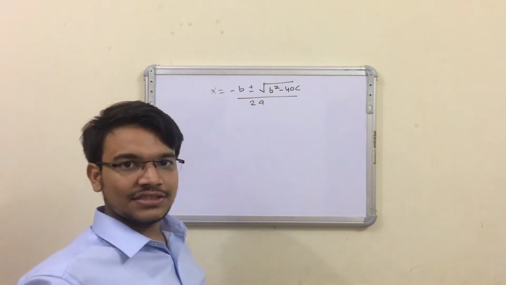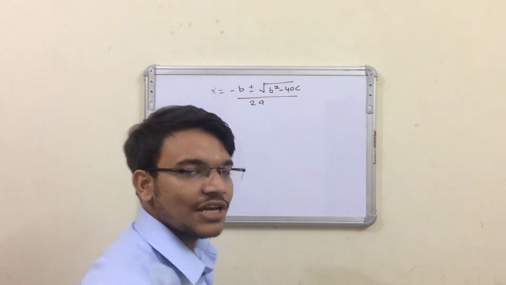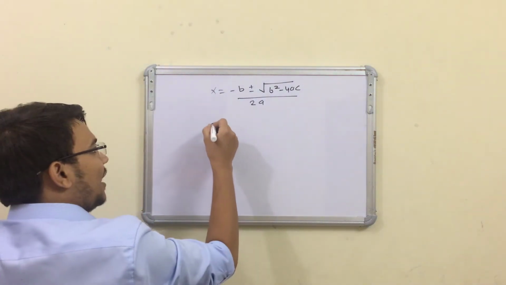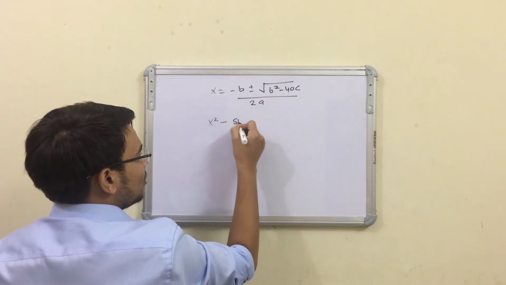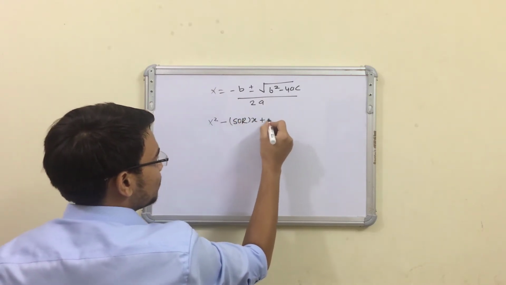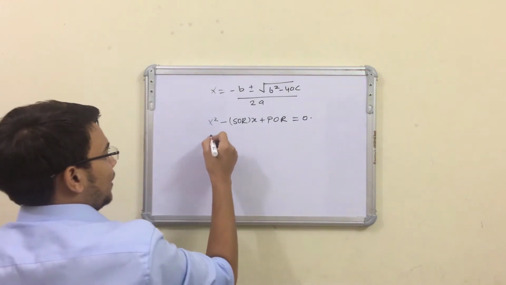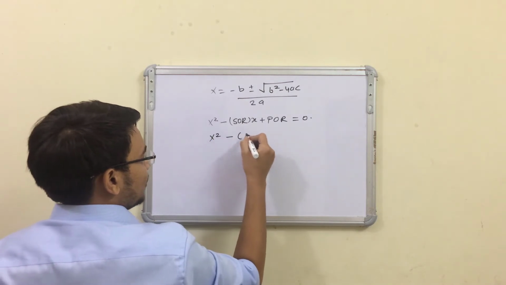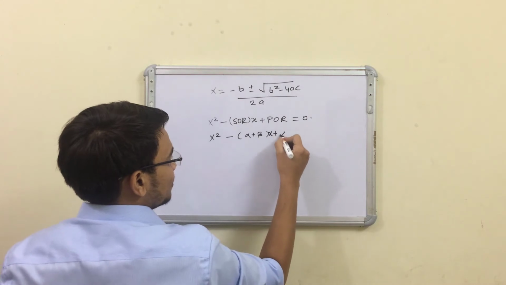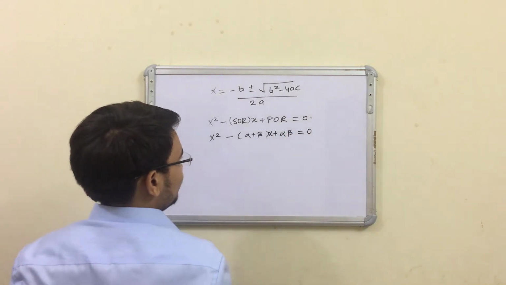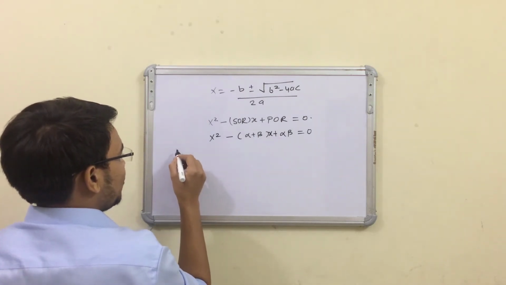Now let us consider that we have to write a quadratic equation using the sum of the roots and the product of the roots. It can be written as x square minus (sum of the roots) times x plus (product of the roots) is equal to 0, or x square minus (alpha plus beta) x plus alpha beta is equal to 0. Basically, alpha and beta are the roots of the standard quadratic equation.